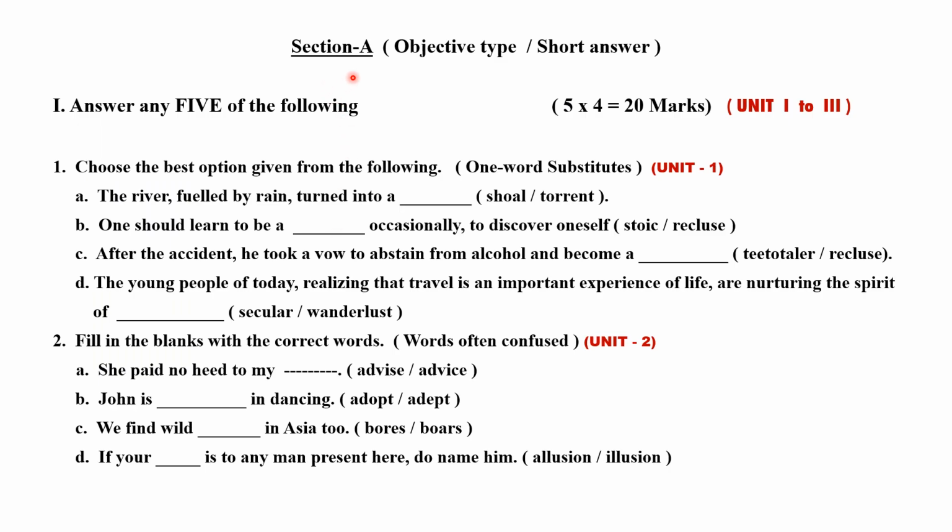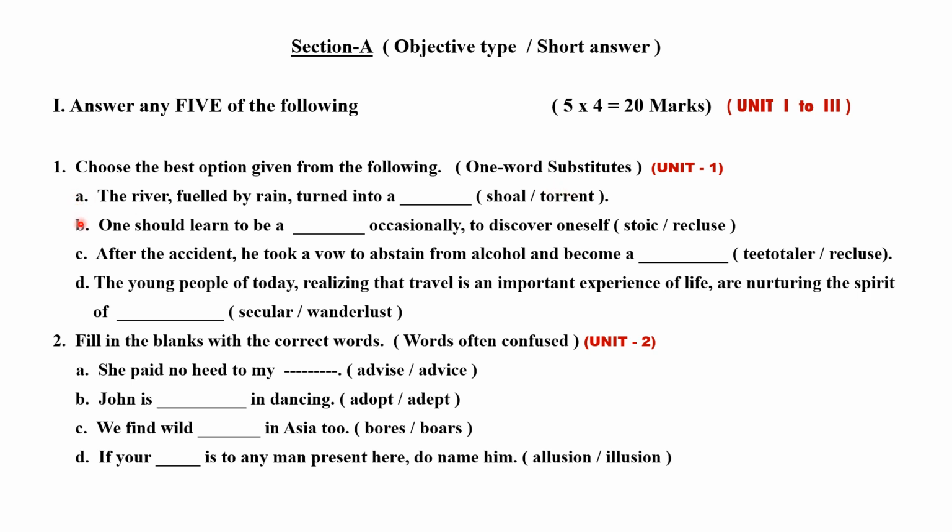Now coming to section A, you will get objective type questions or short answer questions. The first one, answer any 5 of the following. So 7 questions will be given and you have to answer 5, and each question will have 4 items in it. And these questions are taken from unit 1 to 3. So the first one, choose the best option given from the following, and this is from one word substitutes from unit 1, students. And in the question papers you will not be given these headings like one word substitutes or other grammar items. Only for your reference I have given here.